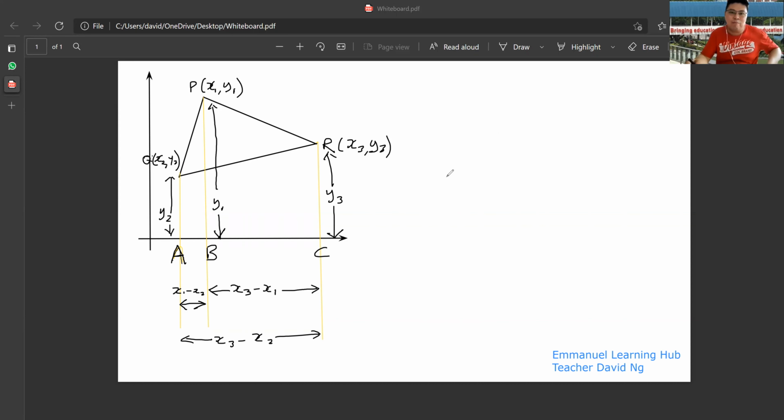As long as they have vertices, so long as they give you the coordinates of the vertices, you can find the area of this triangle using the formula. Before we use the formula, I'm going to prove to you how this formula is derived. Right now here we have a triangle PQR.